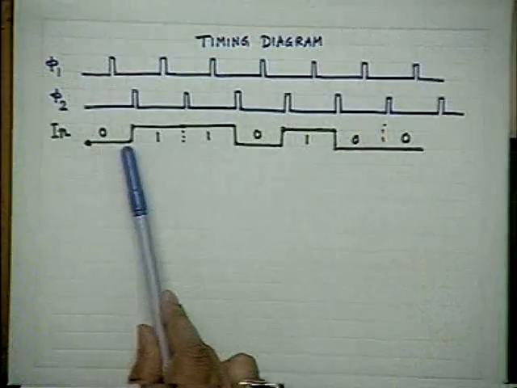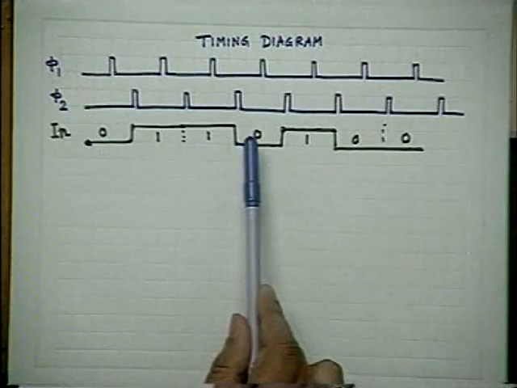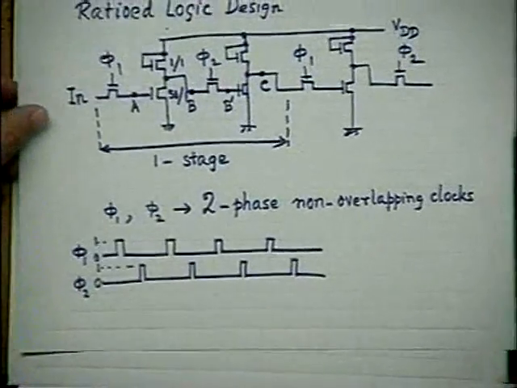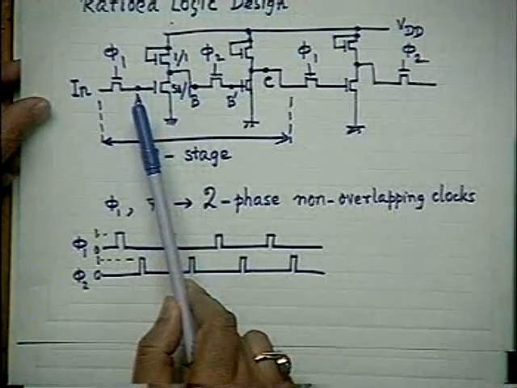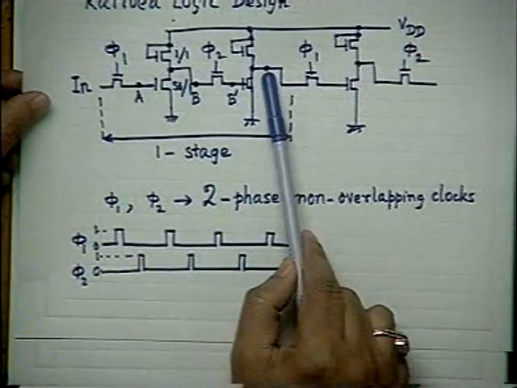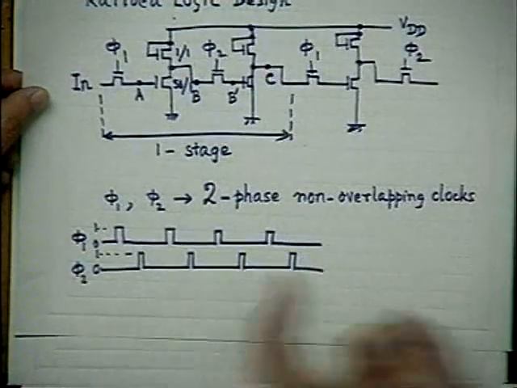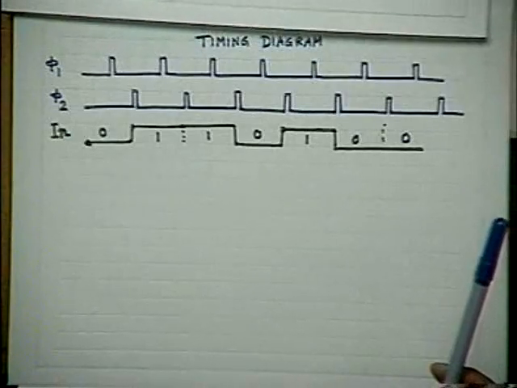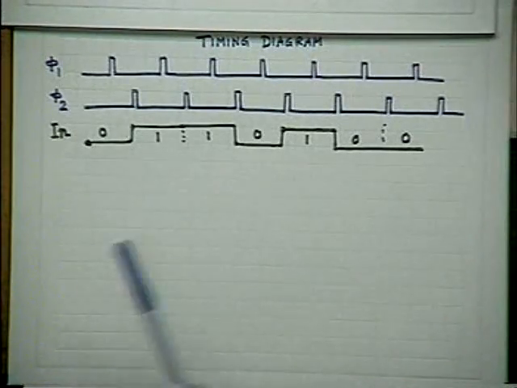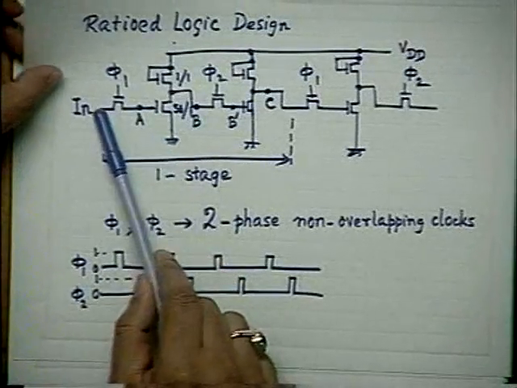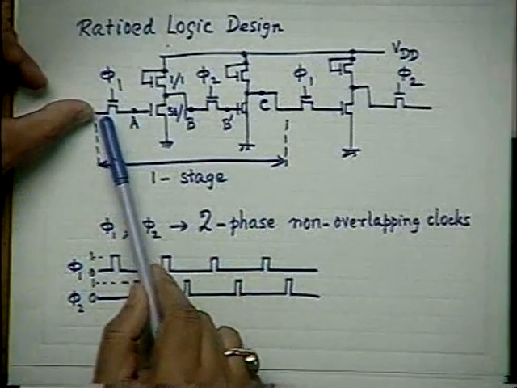Suppose I have applied such an input sequence 0, 1, 1, 0, 1, 0, 0 at this input point. We want to see what is happening at the points A, B, B dash, C, etc. And at this point C, I expect a 1-bit shift of this input signal. Let us first consider the point A. What is going to happen? Suppose the input is 1.